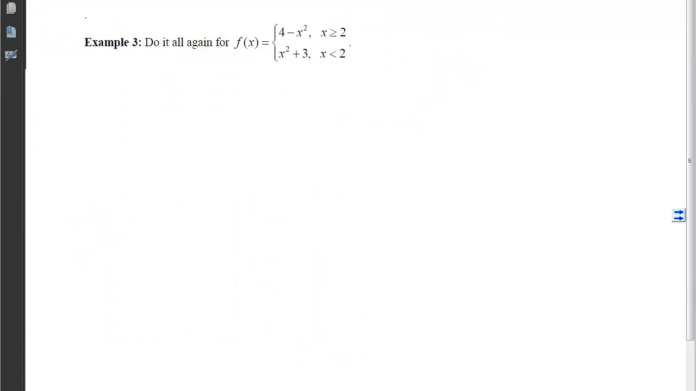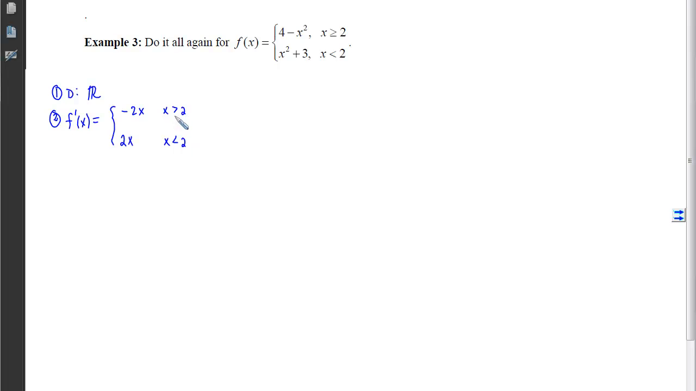With example 3, we're going to do it all again, only this time we have a piecewise function. So for the domain, we're going to see that both of the branches are polynomial functions, so they're not going to have any problems at all, and we see that 2 is in the domain because we have that little equals. So the domain in this case will be all real numbers. With step 2, we're going to look at the derivative of f. Well, the derivative of f is the derivative of its respective branches. This will be when x is greater than 2, and this will be when x is less than 2.